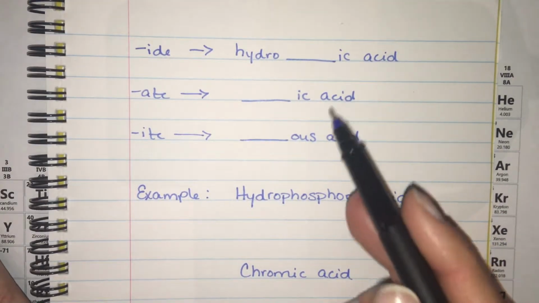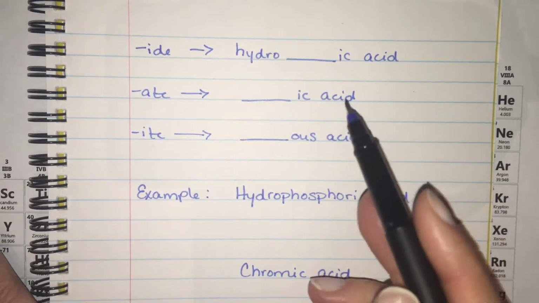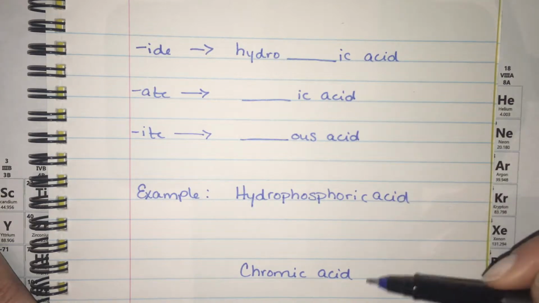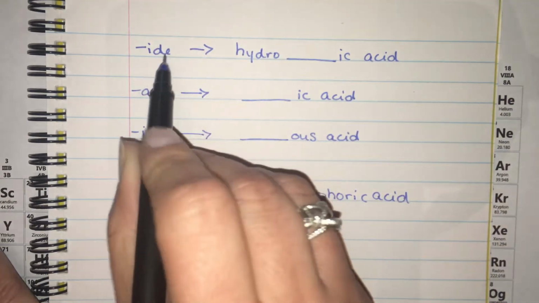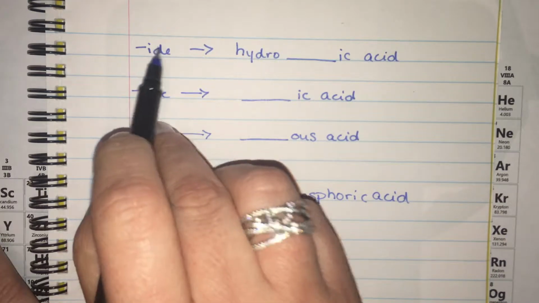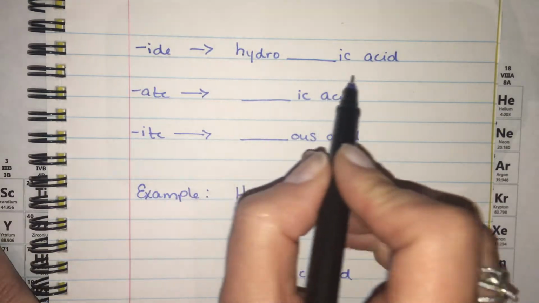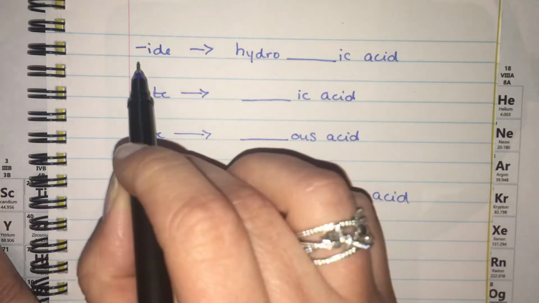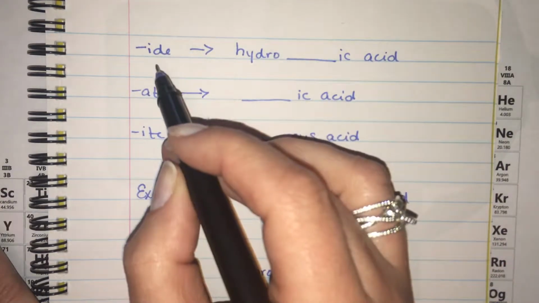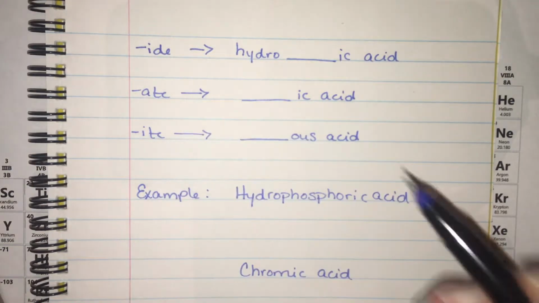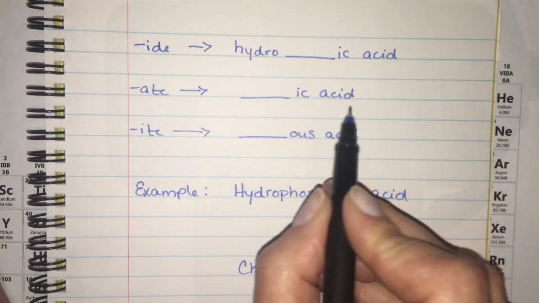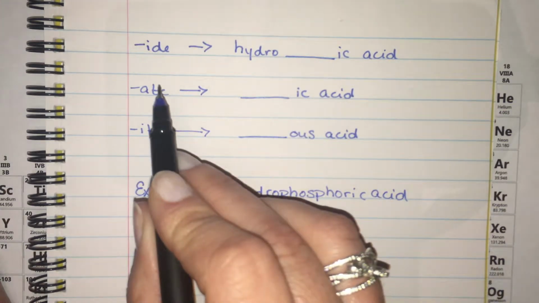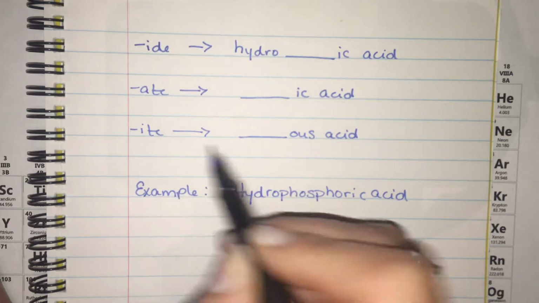So there are 3 different rules you need to know before you go into the test. You need to know these 3 as far as how to name acids. Basically, if the name of the acid has hydro, blank, and ic, that means the previous suffix was "ide." If the suffix looks like this, then this is what the word used to end in. And same with this one.